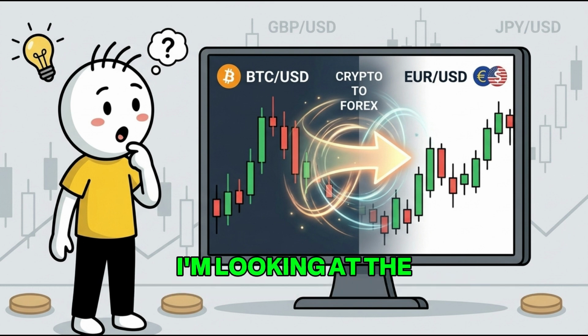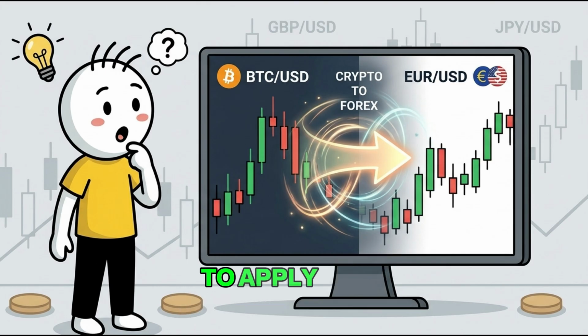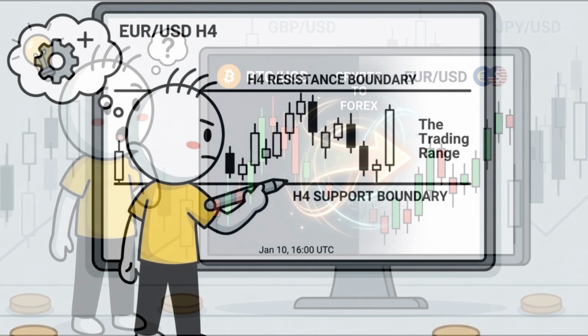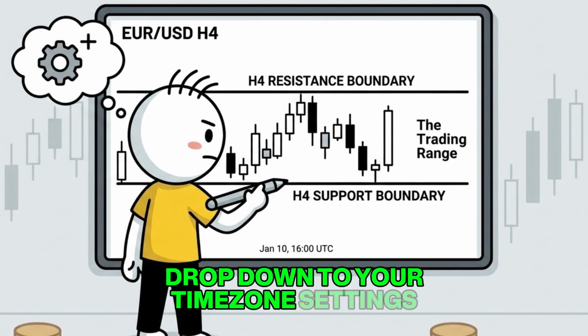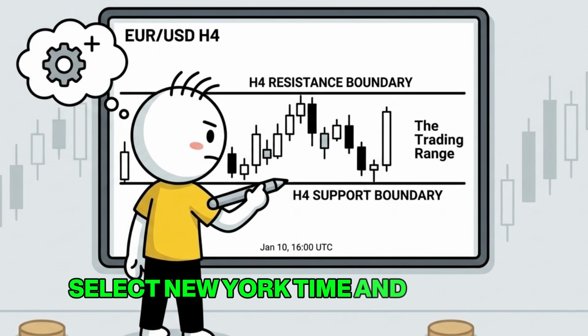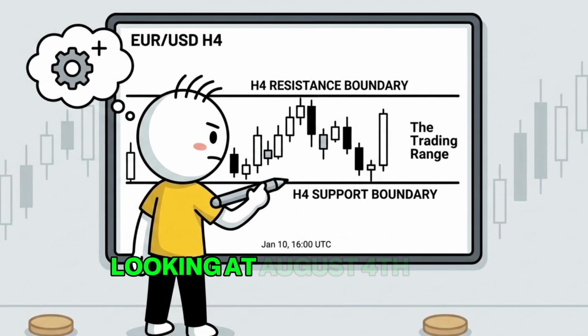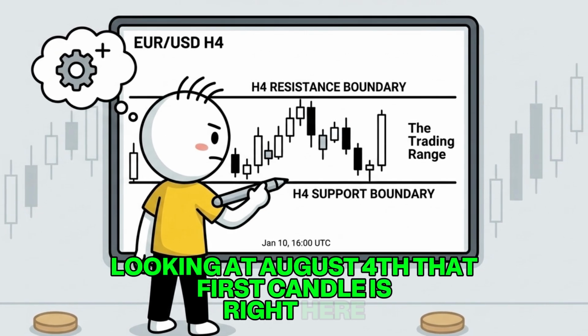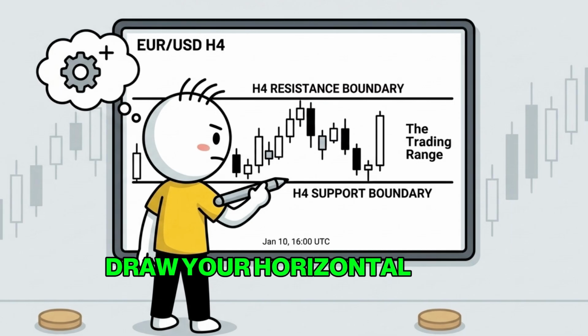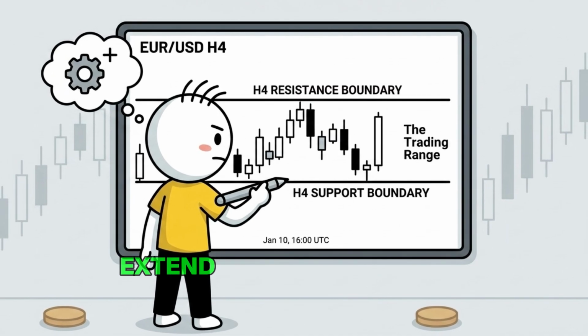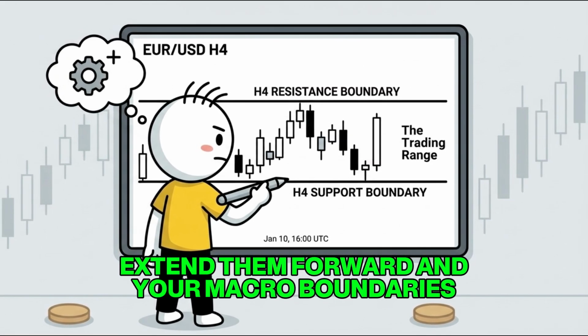Right now, I'm looking at the EUR/USD 4-hour chart. To apply the 4-hour range to currencies, the process is completely identical. Drop down to your time zone settings, select New York time, and identify the very first 4-hour candle of the day. Looking at August 4th, that first candle is right here. Draw your horizontal lines at the high and the low, extend them forward, and your macro boundaries are ready.